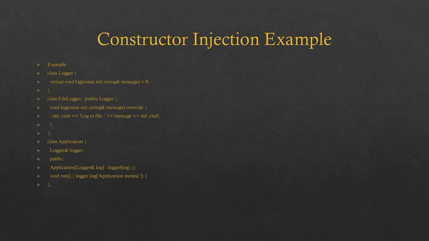Here's a practical example of constructor injection. In this case, the application class receives a logger dependency via its constructor, ensuring that the high-level module does not directly instantiate a logger. This implementation allows flexibility and easy testing.